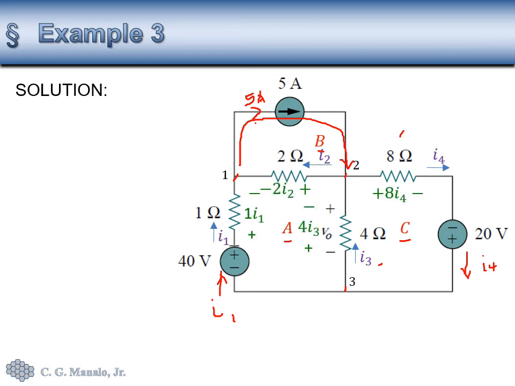Then we assign voltages across the resistors. So here this is 1I1, here this is 2I2, 8I4, here is 4I3, and the polarity is assigned based on the direction of the currents that we have assigned.